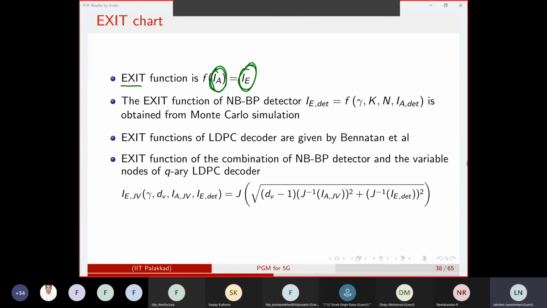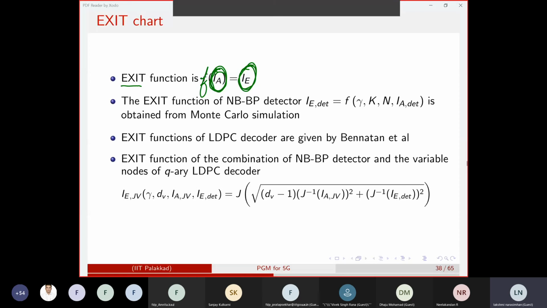So given this mutual information as the input, how much extrinsic information, mutual information, does this graph produce? That is captured by this function. This f is known as the EXIT function. And this EXIT function depends upon each and every graph.